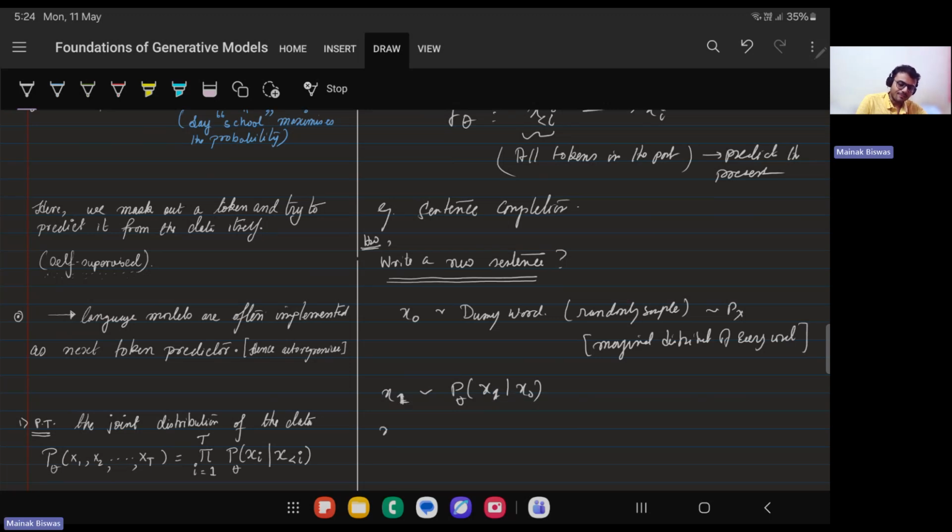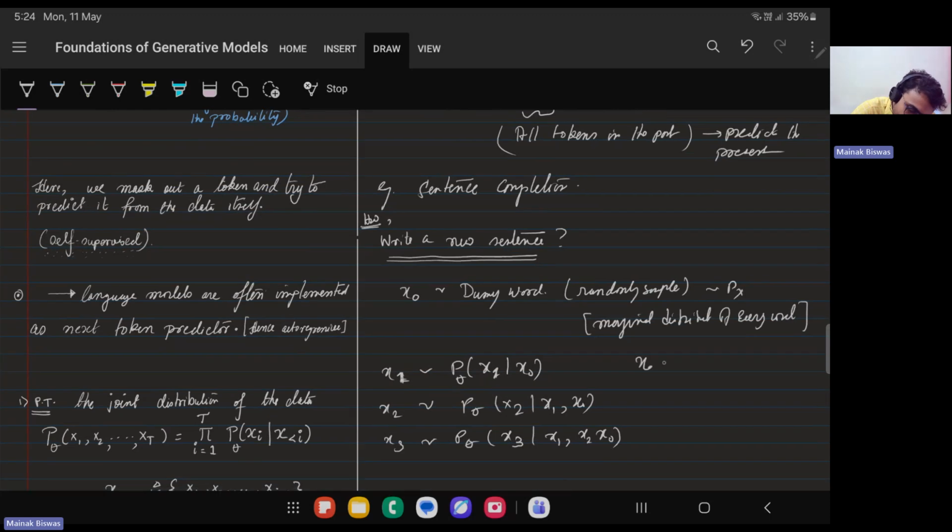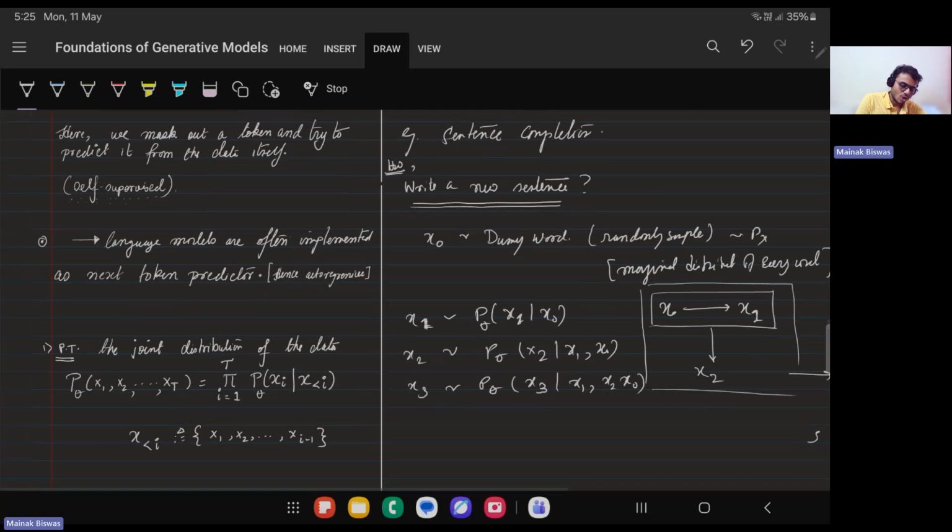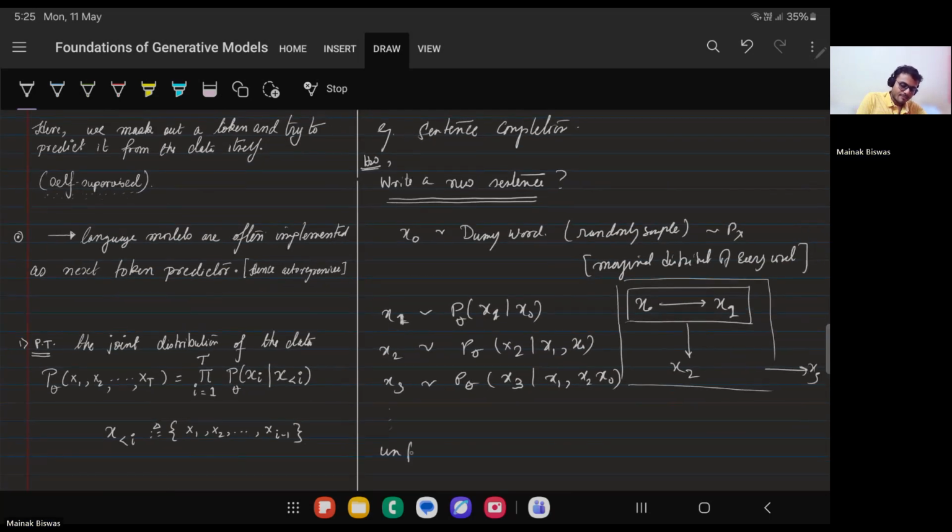Once I get x1, I'll sample x2 from p theta of x2 given x1 and x0. Then x3 from p theta of x3 given x1, x2, x0. So I'm going to take x0, predict x1, take both of these, predict x2, take all of these and predict x3. This will continue until I output xt equal to the null token, the stop token. It's used as a token in that field where we stop a sentence.